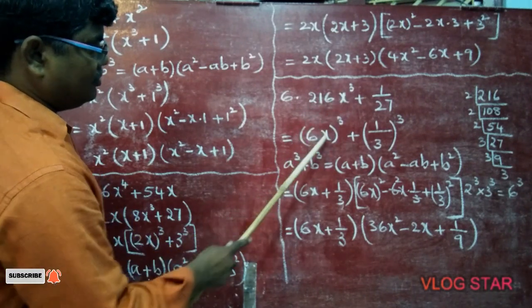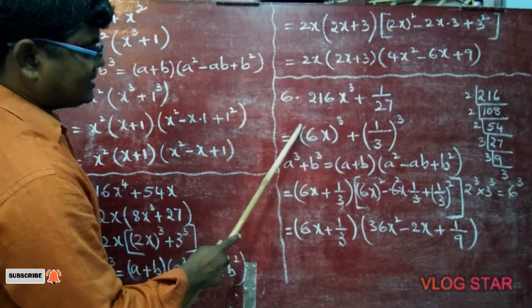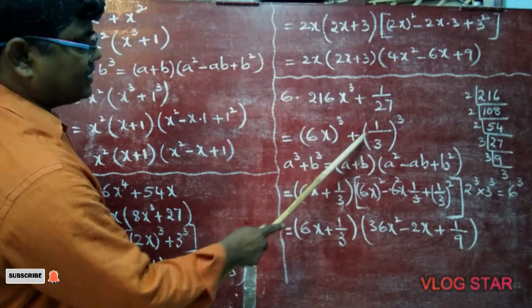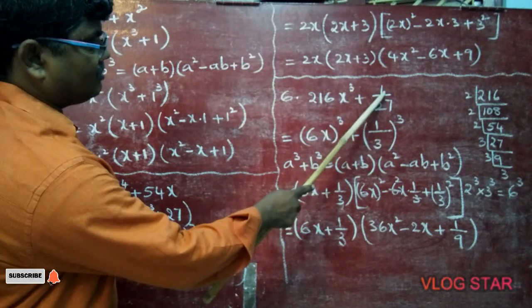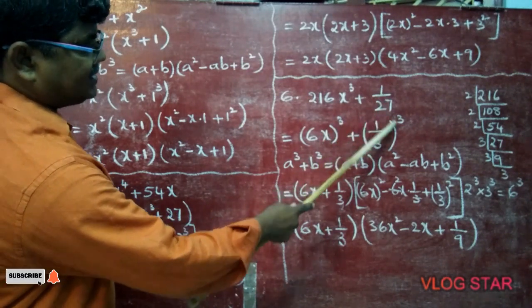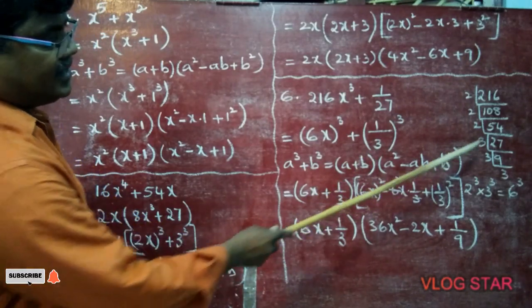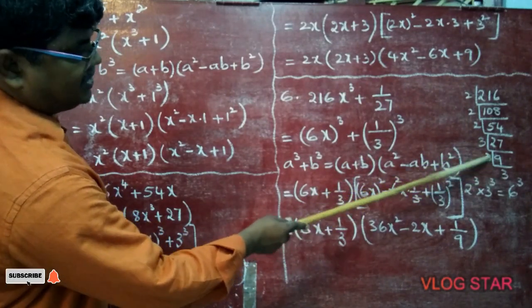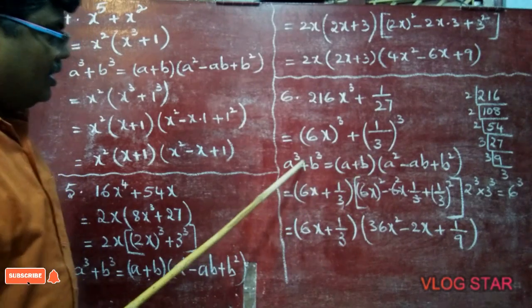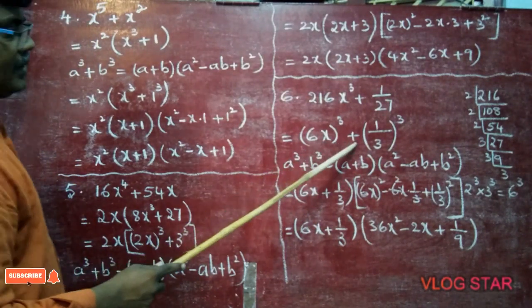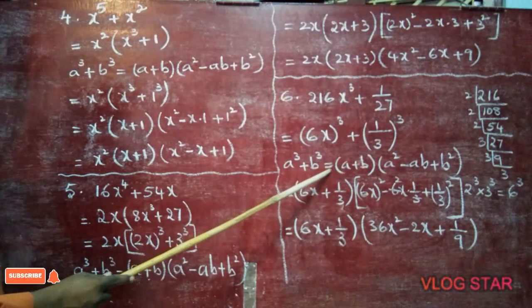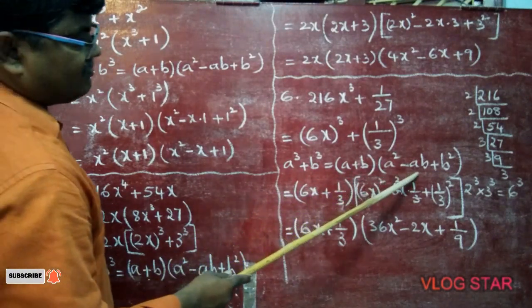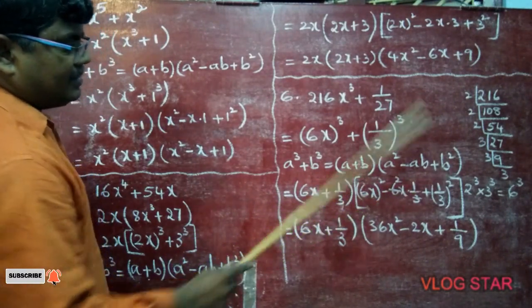So in the place of 216 x cube, you are going to write 6x whole cube plus 1 by 3 whole cube, because 1 cube means 1 only, and 27 we can write as 3 cube. See, 27 means 3 cube. Now we got the shape of a cube plus b cube. A cube plus b cube is equal to a plus b into a square minus ab plus b square.